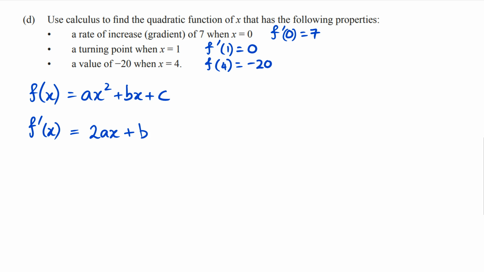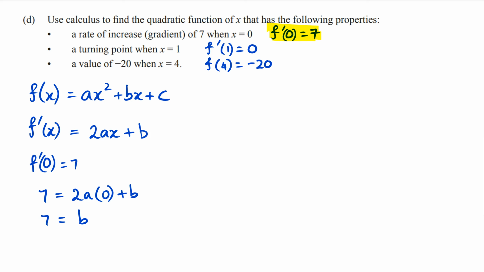Now from here, we can start using all this information to figure out what it is. I'm going to use the first one, the yellow one here. Because I know that f dash of 0 is equal to 7, I can substitute: 7 is equal to 2 times a times 0 plus b. Now 2 times a times 0 is equal to 0, so 7 is equal to b. I've just figured out what the b value is.